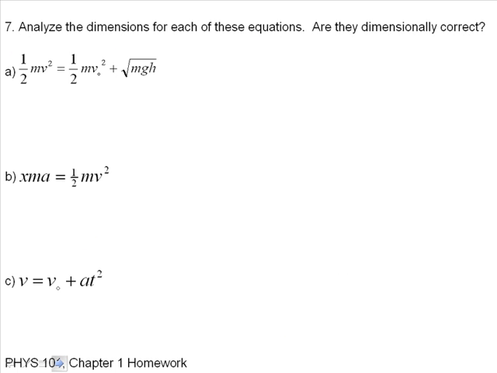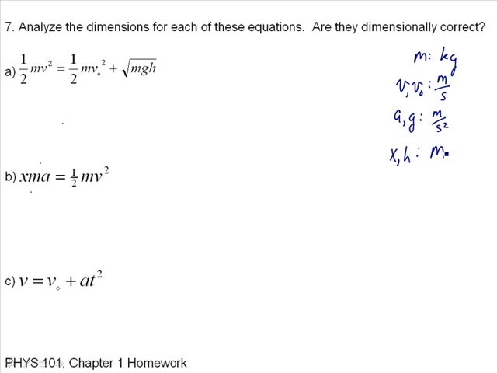Analyze the dimensions for each of these equations. Are they dimensionally correct? You don't necessarily know the units of each of these, so M has units of kilograms, that's mass. V and V naught both have units of meters per second. Be careful that you don't confuse the variable m with the unit m. A and g both have units of meters per second squared, and x and h are both measurements of length, and so they both have units of meters, or m.